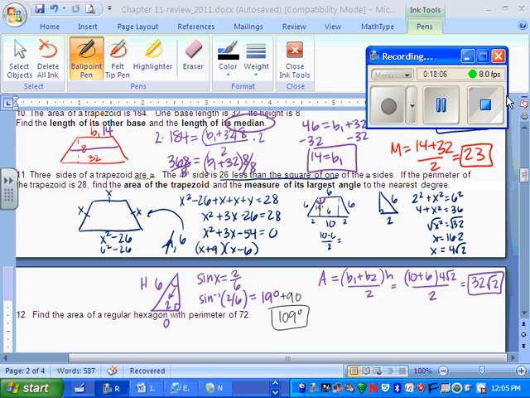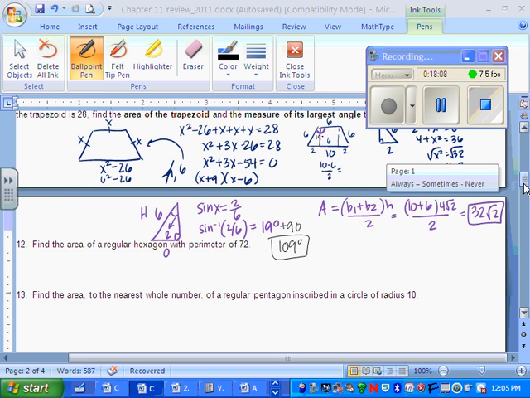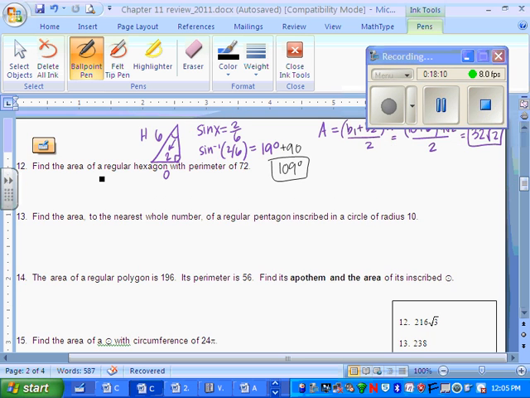Moving on to number 12. Find the area of a regular hexagon with a perimeter of 72. A hexagon has 6 sides, and anytime I have a hexagon, I know I'm going to have a 30, 60, 90 triangle. If the perimeter is 72, 72 divided by 6, because there are 6 sides, is 12. So each side is 12. It's regular, meaning that all sides are congruent.